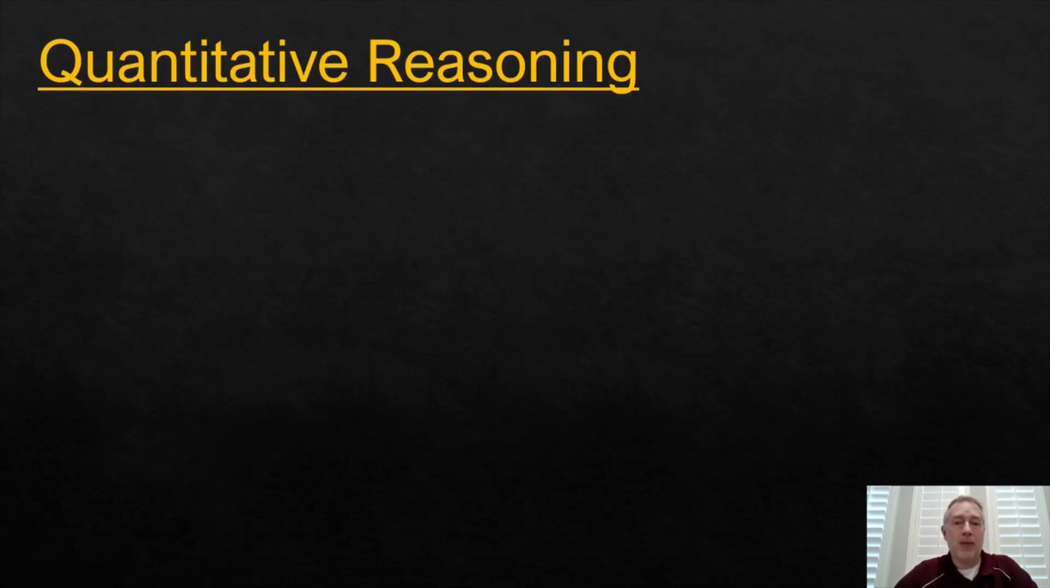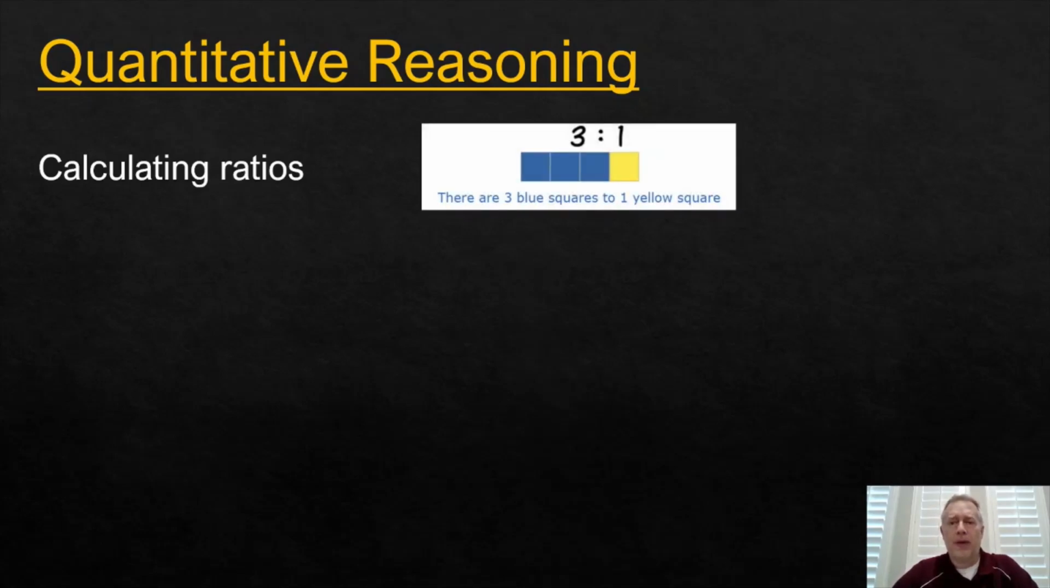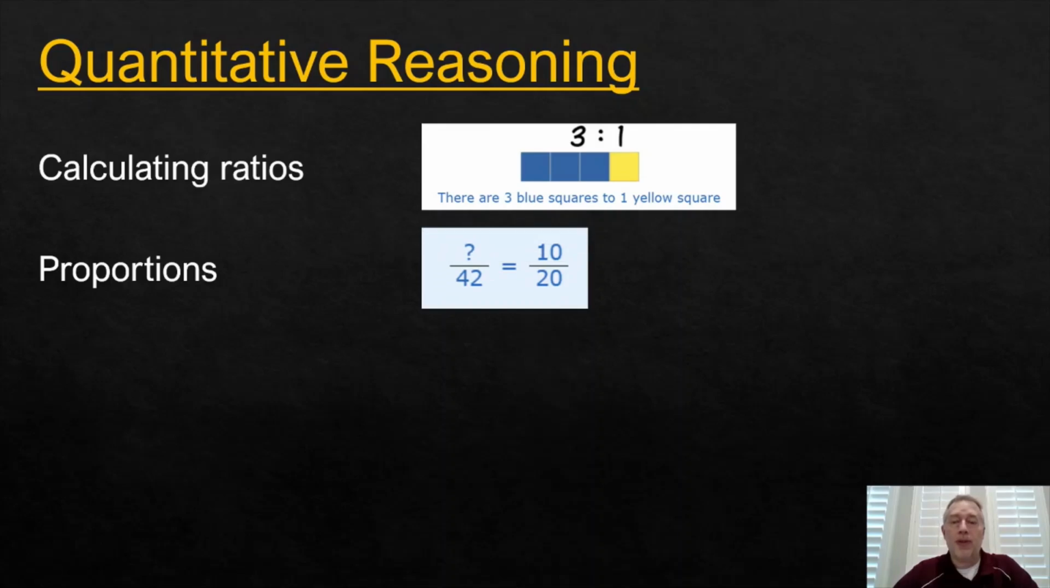Quantitative reasoning, what they're talking about when you see questions that deal with quantitative reasoning, they're talking about calculating ratios. There are 3 blue squares to 1 yellow square. Okay, so we can write a ratio 3 to 1. Maybe they're talking about proportions. Proportions just mean we have equal fractions. Maybe we're comparing the number of boys to the number of girls in a classroom. Okay? The other thing you're going to see is percentages.